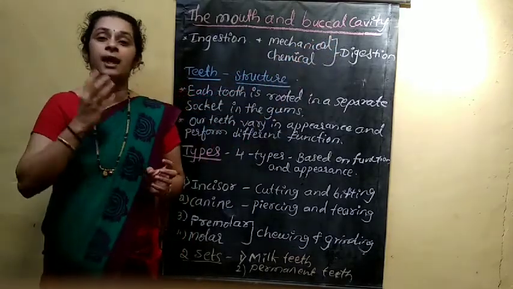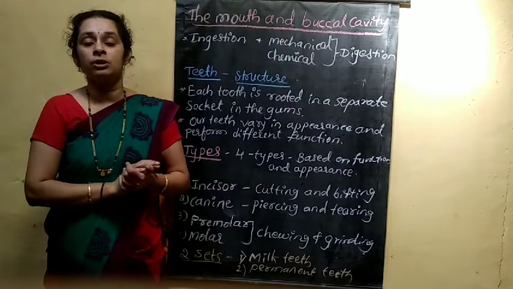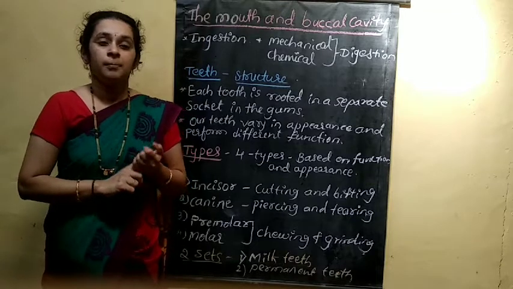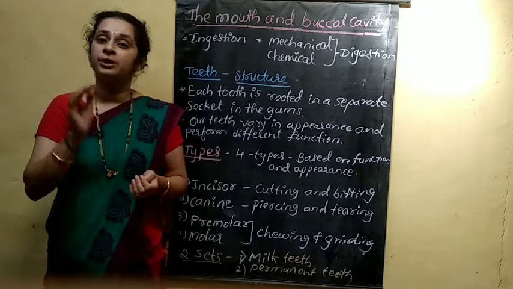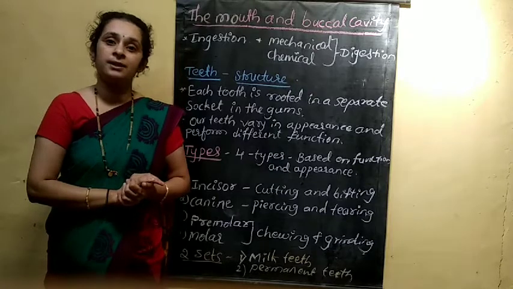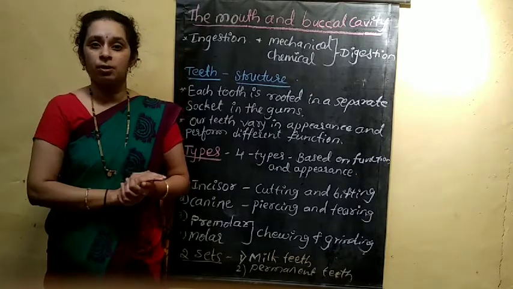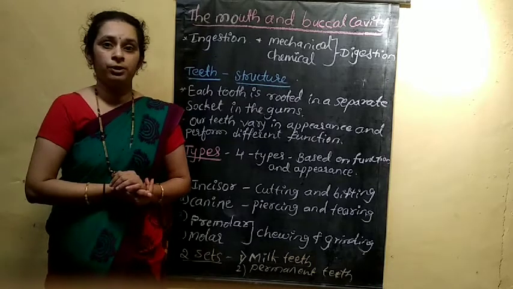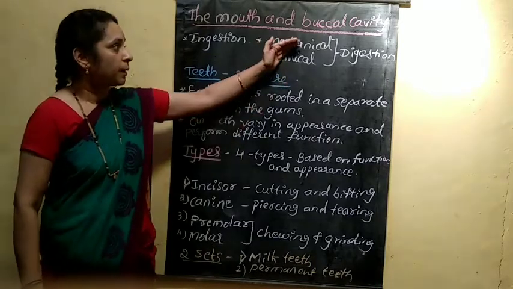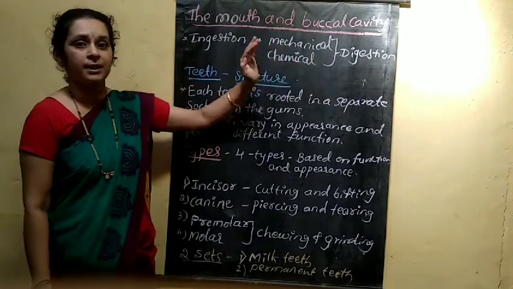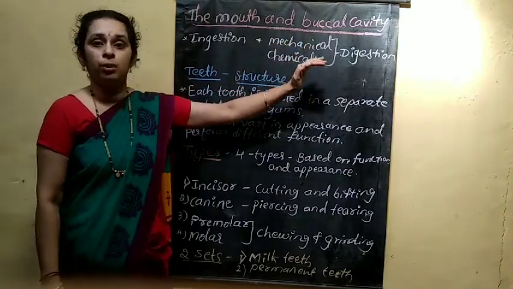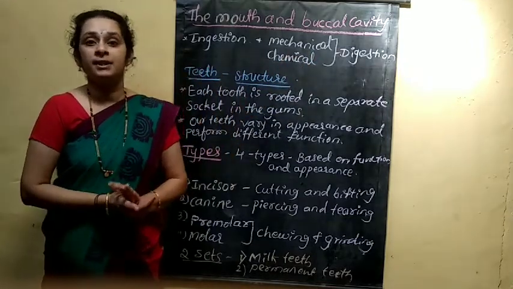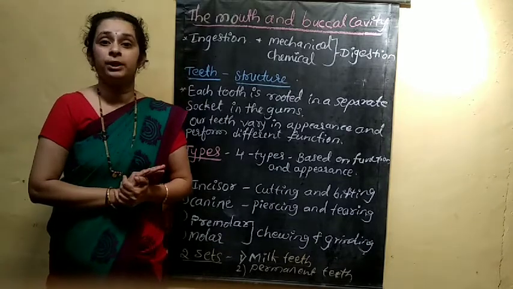In the buccal cavity, or in the mouth, you will come across mechanical digestion as well as chemical digestion. Mechanical digestion takes place with the help of the tongue as well as teeth. There are different types of teeth as well as the tongue. They help in the breakdown of food. But only the starch or carbohydrate digestion takes place in the mouth. That you have to remember.